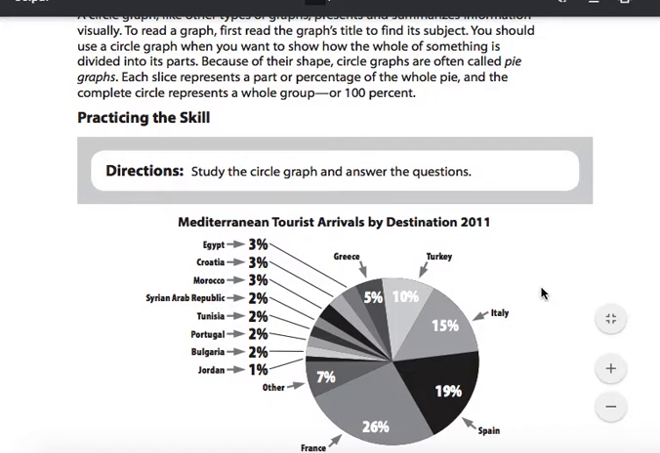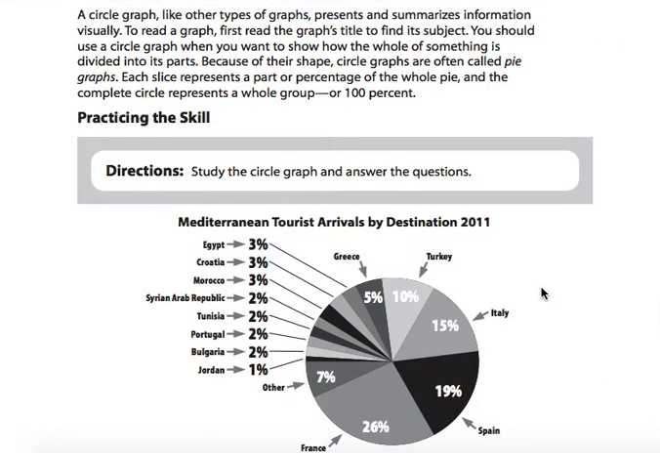Practicing the skill. Study the circle graph and answer the questions. So the first thing you're supposed to do is take a look at the title of that graph, which says Mediterranean tourist arrivals by destination in 2011. So what we're looking at here is an understanding of the way of life in Southern Europe based on the tourism that's happening in the different locations. So we have a number of countries that are going to be listed here, and the percentage of the overall transportation and tourist industry that's happening in these areas.